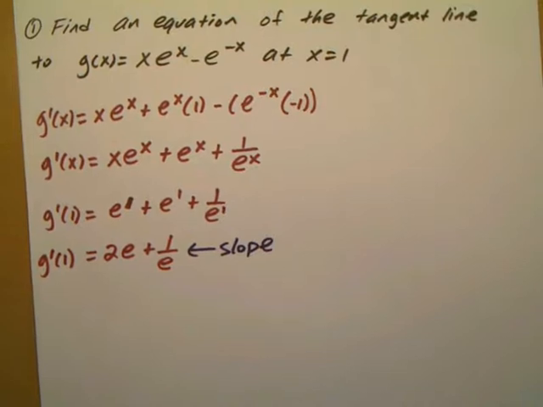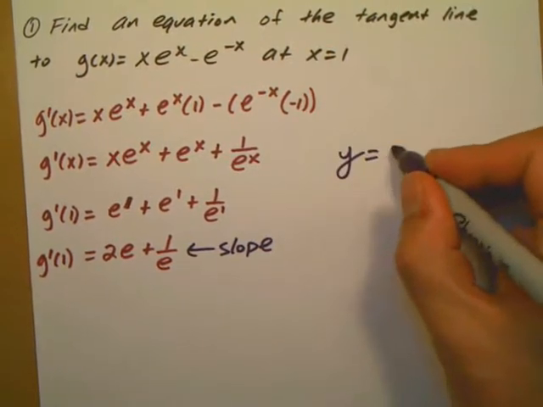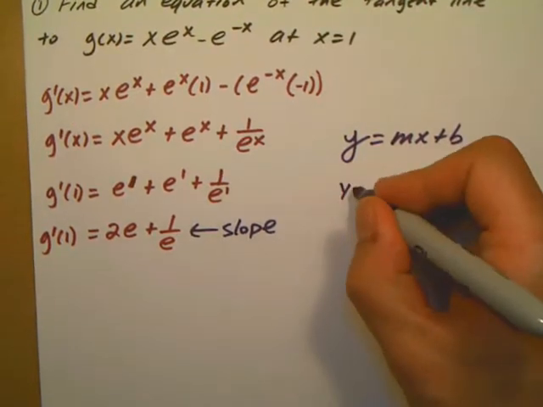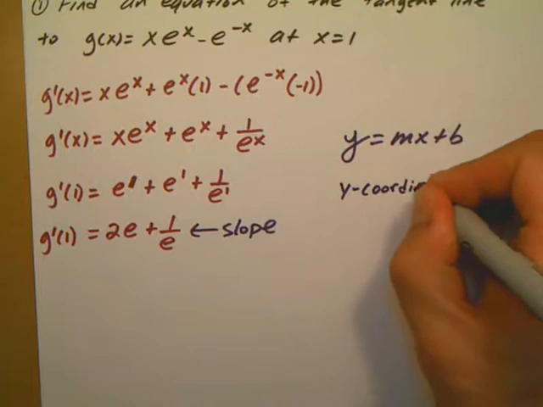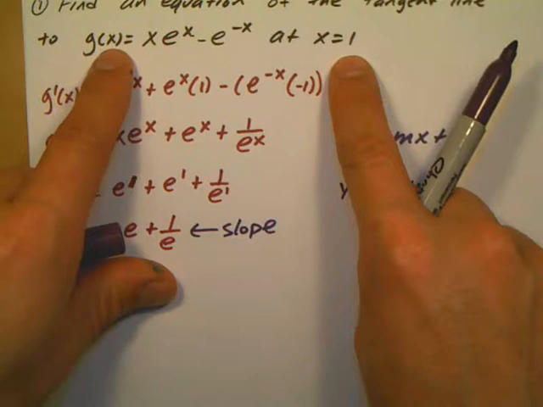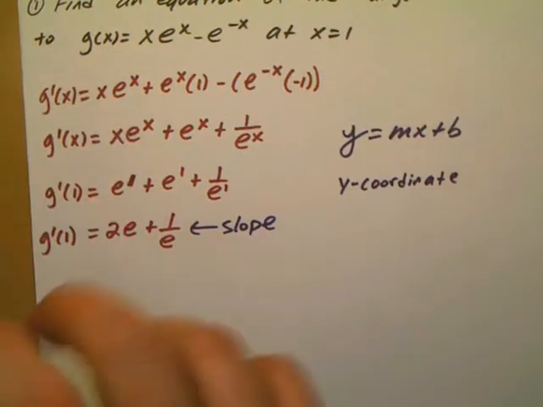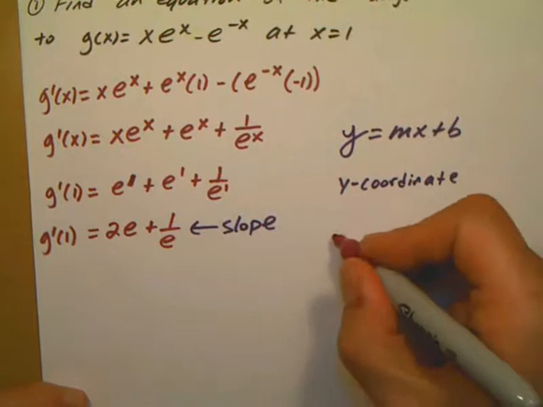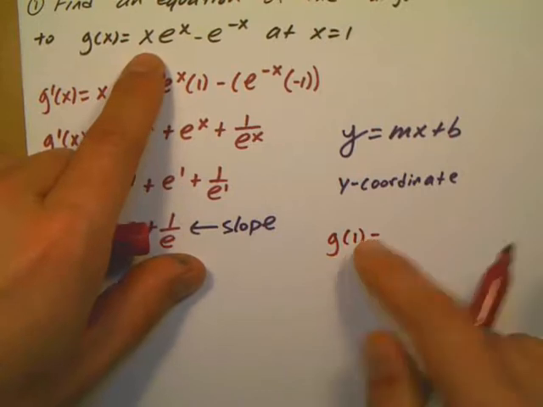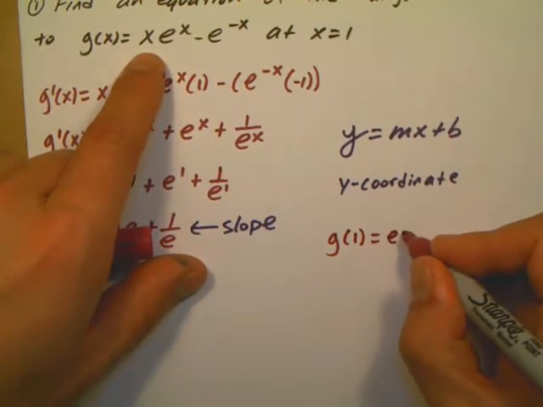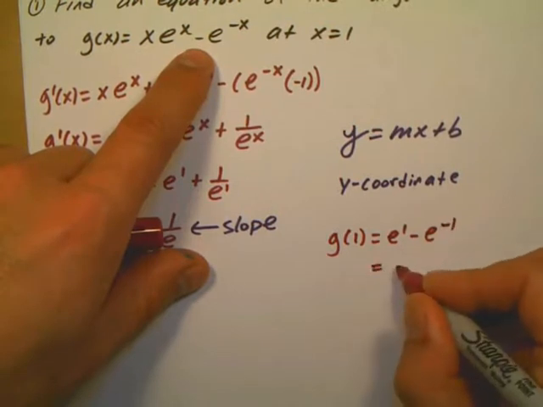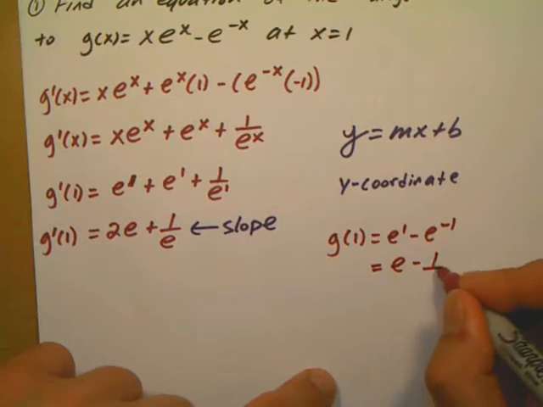Alright. Now the next thing, because I want to ultimately write my tangent line equation as y equal to mx plus b, is I need to know the y coordinate. So to find the y coordinate, I plug the x coordinate back into the given function, back into g. So g of 1 is going to be 1 times e to the first power, so just e, and then minus e to the negative 1. So my y coordinate is e minus 1 over e.